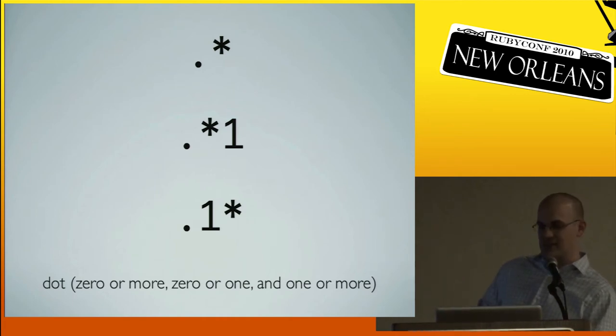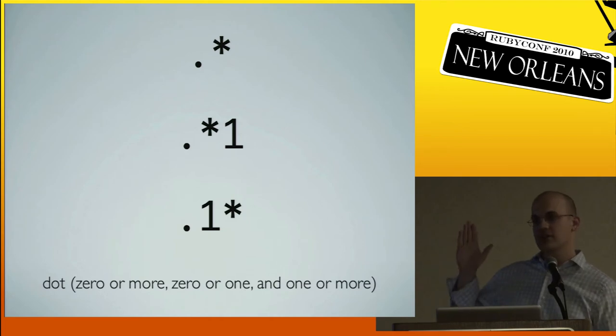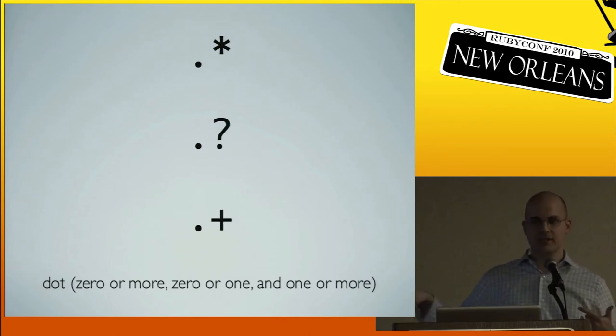Basically, on the left side of the star is the minimum, the minimum number of times it must match. And on the right side of the star is the maximum, right? So in the case when you have just the star, the minimum is zero and the maximum is infinity. When I have star one, the minimum is zero and the maximum is one. Likewise, one star, the minimum is one, the maximum is infinity. But you can just abbreviate that as question mark and plus, which you're used to from using regular expressions.